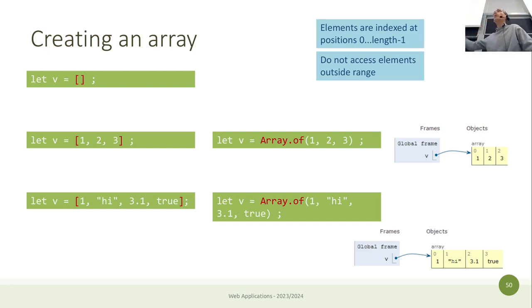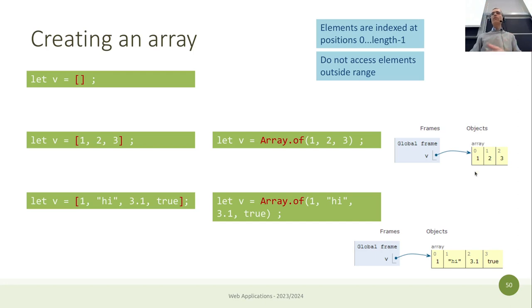Dot of, and we can call it with a number of parameters. The function takes the first parameter, puts it in the first place in the array, and so on. So the effect is the same. Okay. Sometimes, for some reason, we need to call the function because we have parameters, etc. It's useful. Otherwise, we have the simple syntax, squared bracket. It's very easy also to remember.